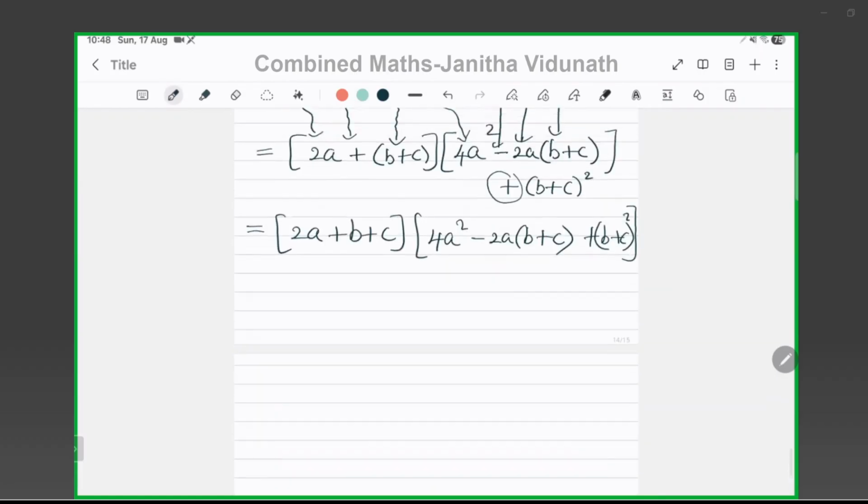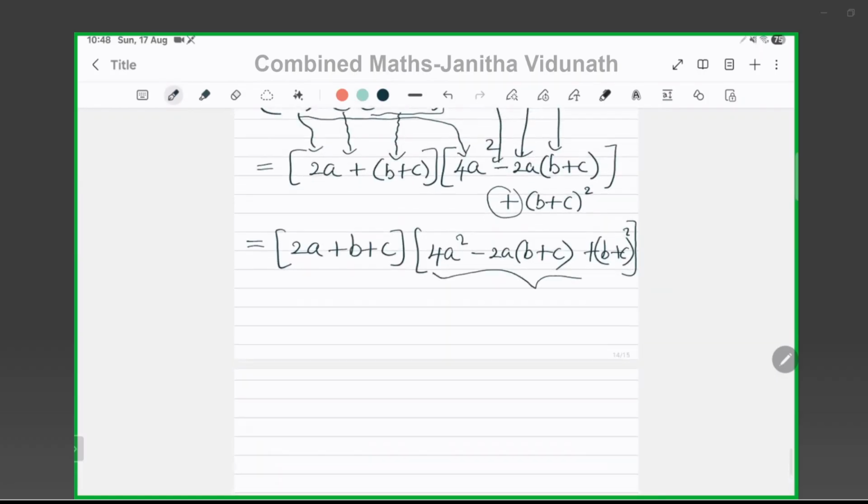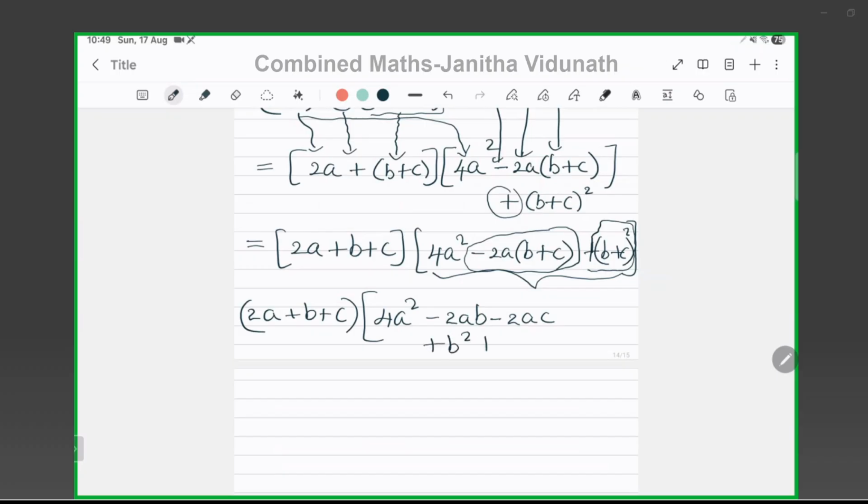So now we can further simplify those terms inside this bracket. Now we can rewrite this as 2a plus b plus c times 4a square. We can simplify this term as minus 2ab minus 2ac, and we can expand b plus c whole square as b square plus 2bc plus c square.